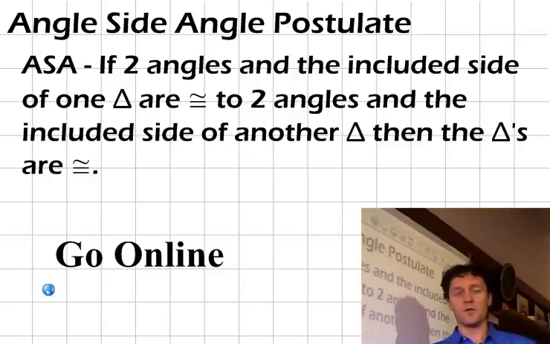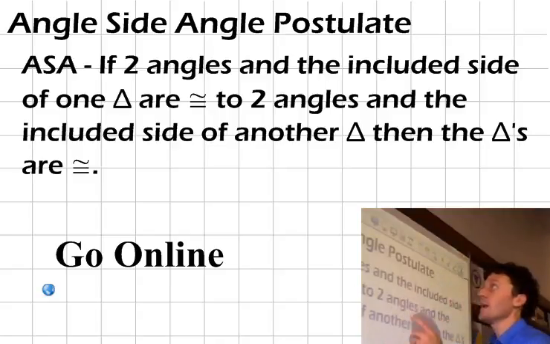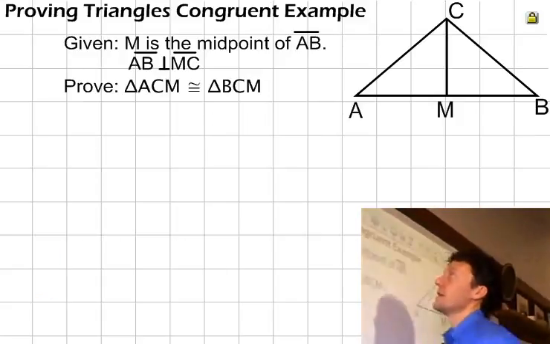So just remember those in order. If you've got all three sides congruent to all three sides, or if you've got a side angle side congruent to another side angle side, or this one, if you've got an angle side angle congruent to another angle side angle, then you've got congruent triangles. All right, enough talking. Let's prove it now.